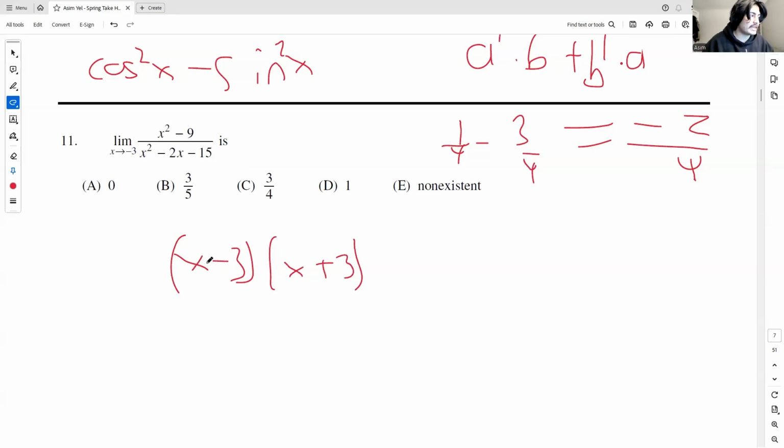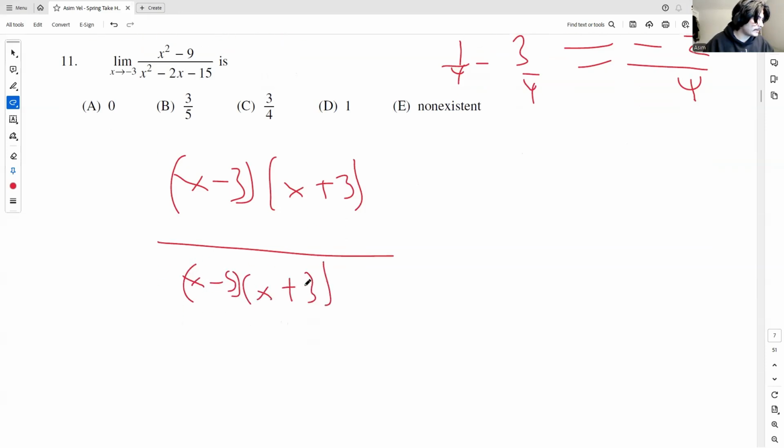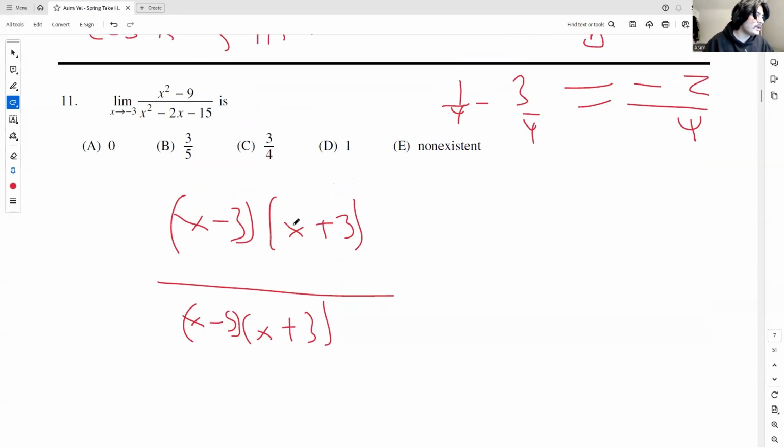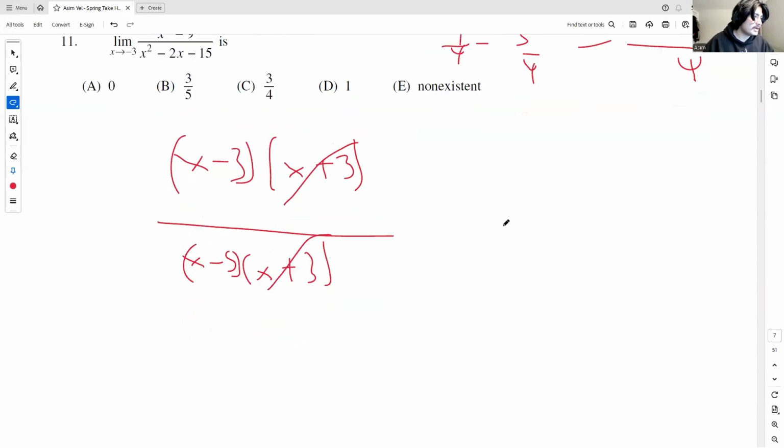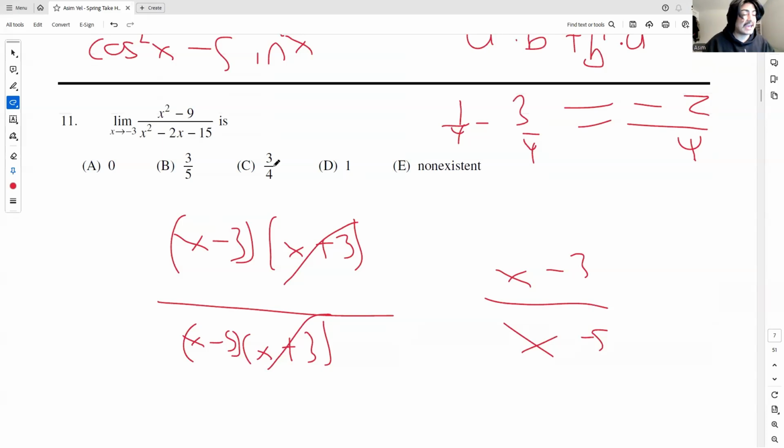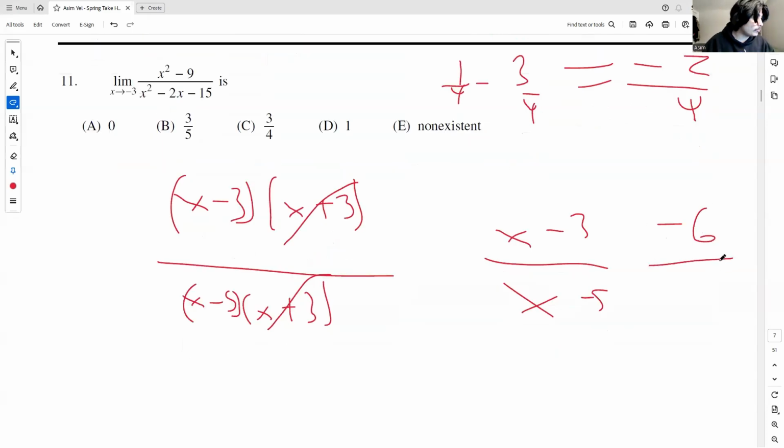So for the top, I'm just going to say x minus 3 times x plus 3 over, and over here, I can see it's x minus 5 times x plus 3. So x squared plus 3x minus 5x, which is negative 2x, times negative 15, which gives me that value. So I can cancel these x plus 3's, and I end up with x minus 3 over x minus 5. Just plug your negative 3 over here, and you would end up with negative 6 over negative 8, which is 3 over 4. Answer choice C.